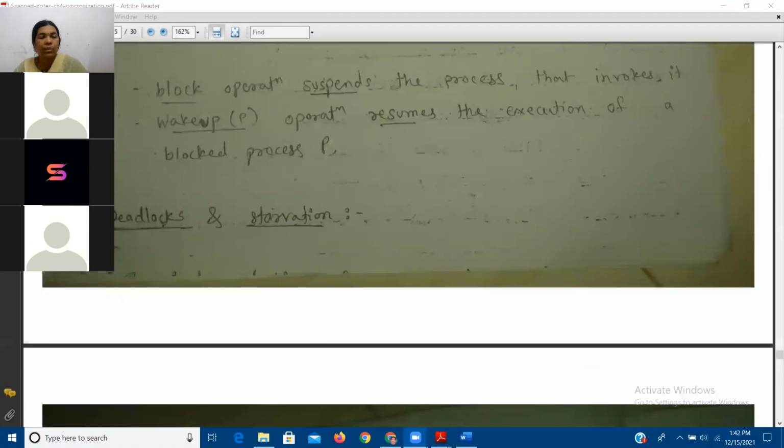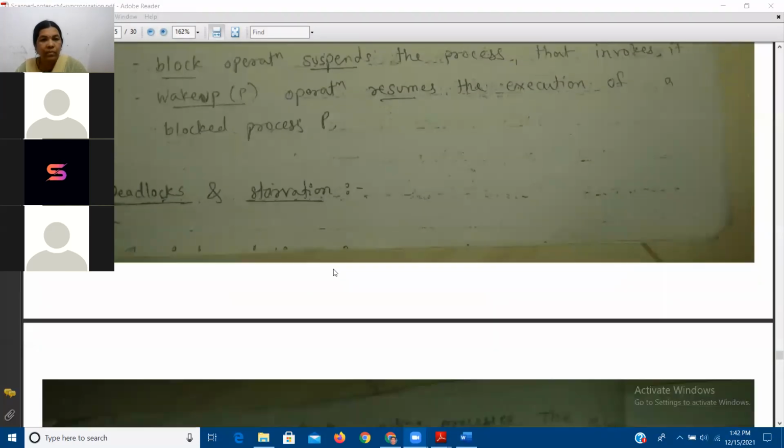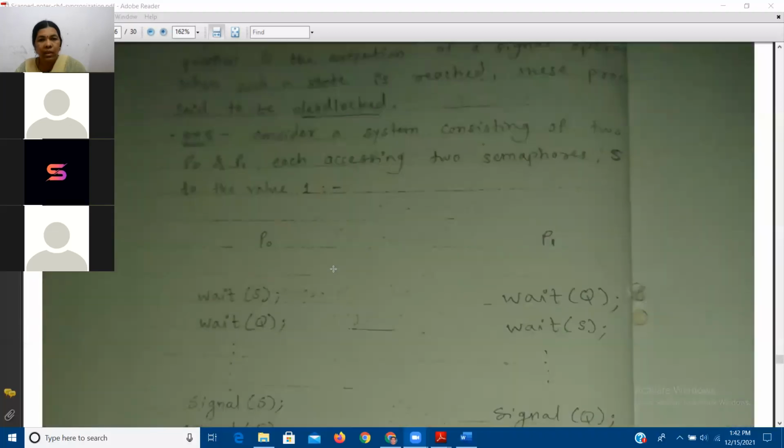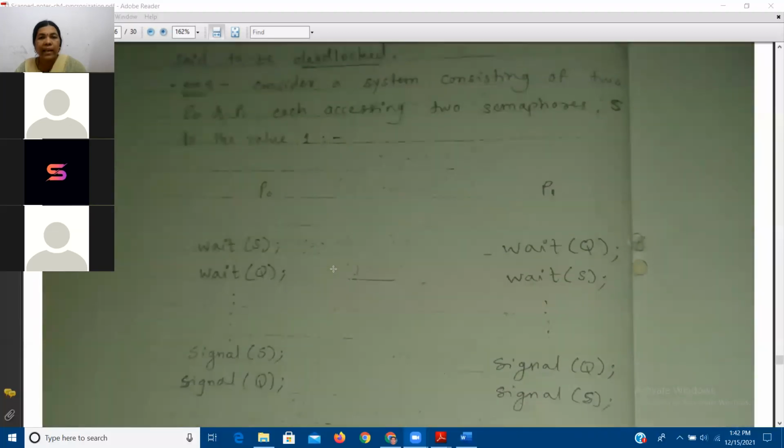Where did we leave off? The second disadvantage of semaphore is deadlock and starvation. You may write directly the example of how deadlock occurs. Consider a system consisting of two processes P0 and P1, each accessing two semaphores S and Q, both set to the value 1.